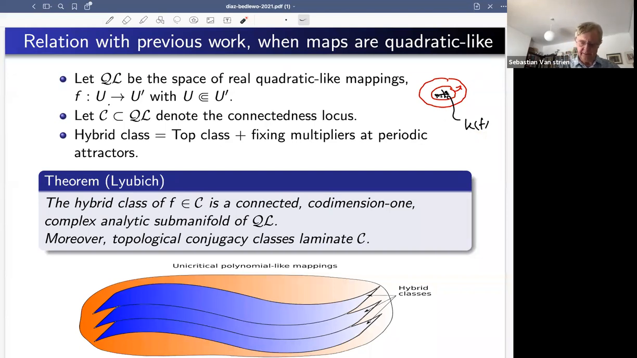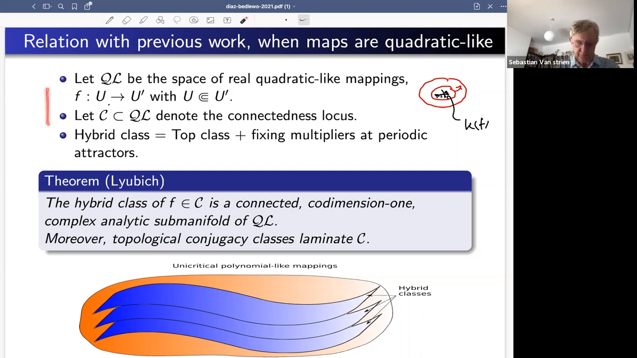And then you again look at this hybrid class, which is the topological class, plus fixing the multipliers at periodic attractors. Well, in this case, the map can have only one periodic attractor because you have this global structure. That means that every attractor will have a critical point in its basin. So what Misha is then able to prove is that in this case, the conjugacy classes are connected and codimension 1, and they laminate in the way we had in the previous result.